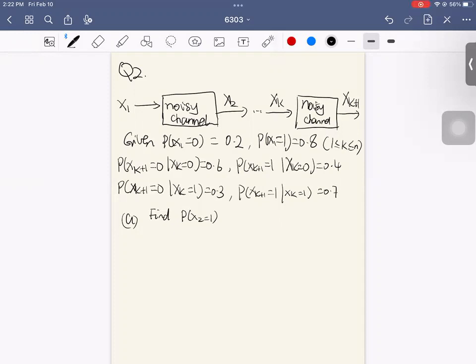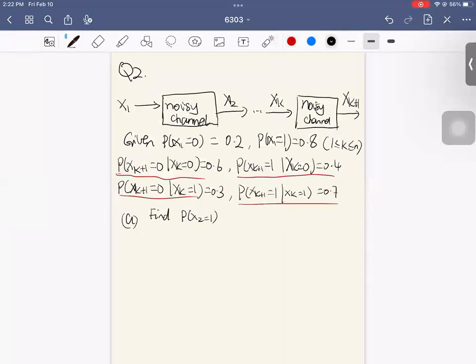Okay, let's look at the problem first. According to the question, we already know the probability of x1 equals 0 is 0.2 and x1 equals 1 is 0.8. And we also know these four conditions right here. Okay, now let's look at the question.